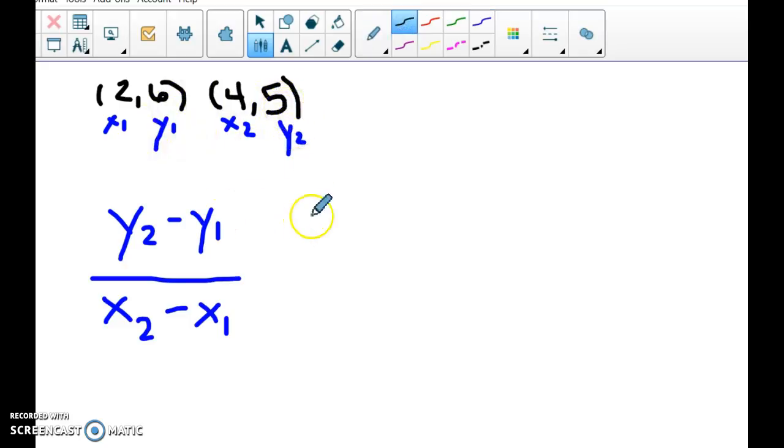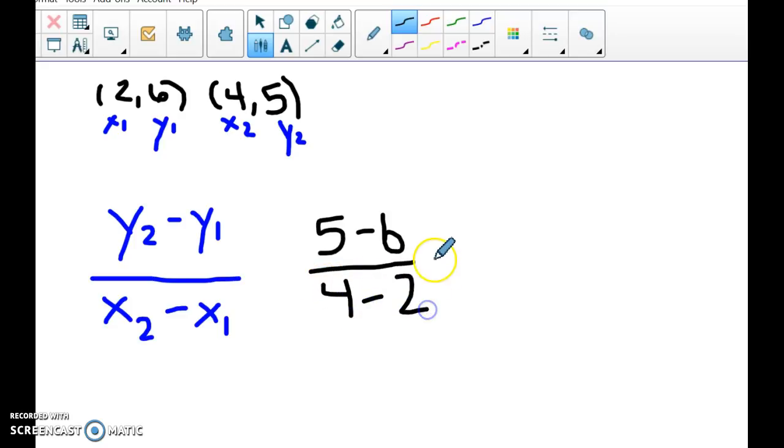So if I'm going to start with y2, it would be 5 minus 6 over 4, got to go back to the same point, minus 2. 5 minus 6 is negative 1. 4 minus 2 is positive 2, and so my slope would be negative 1/2. Even though the negative was with the 1, it's negative 1/2 together.